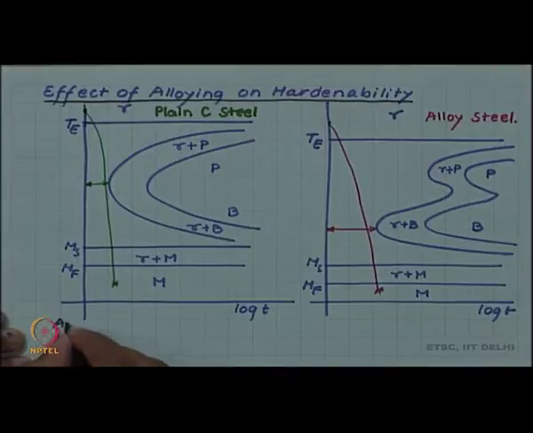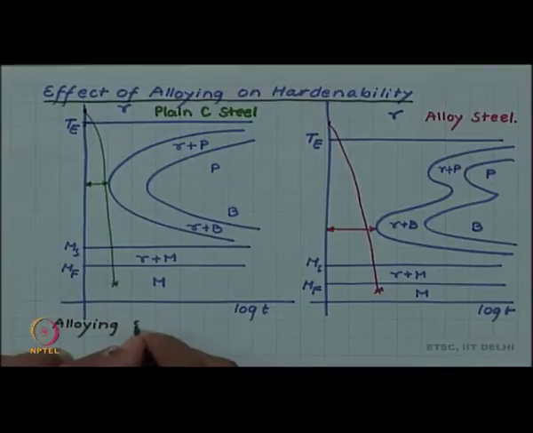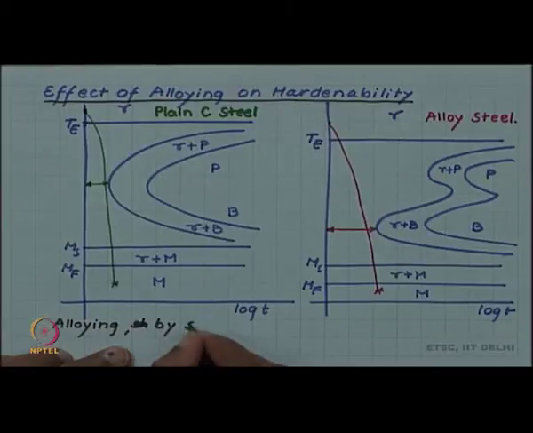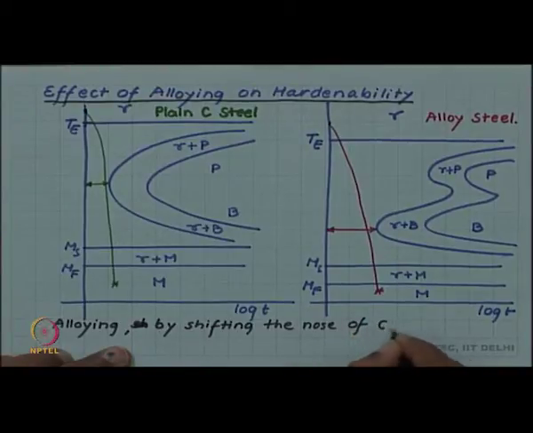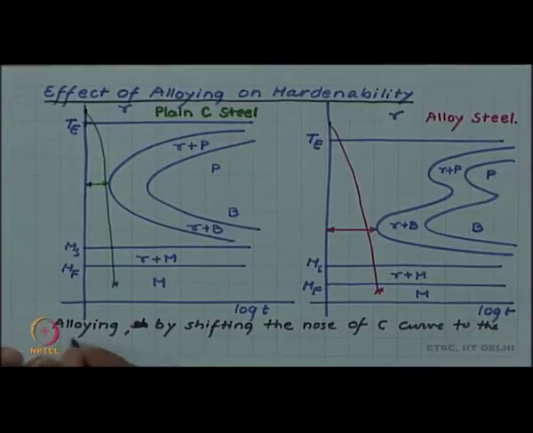So, let us note that alloying, by shifting the C curve to the right, enhances the hardenability.